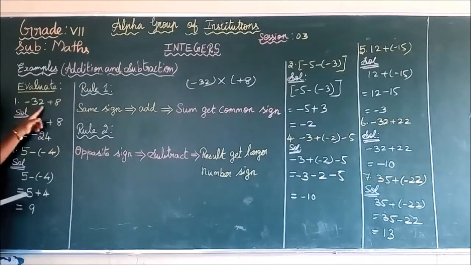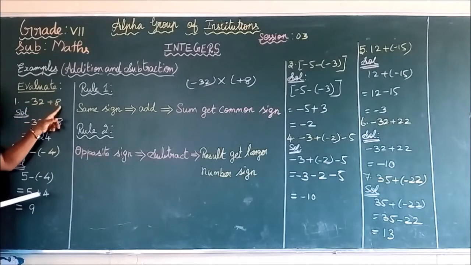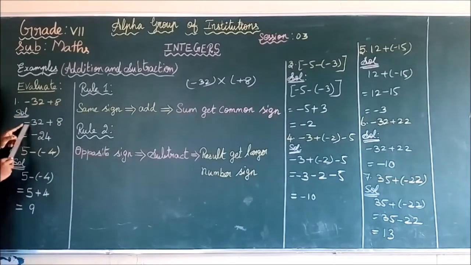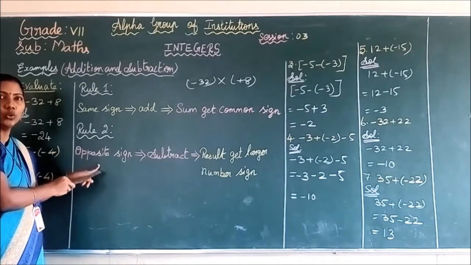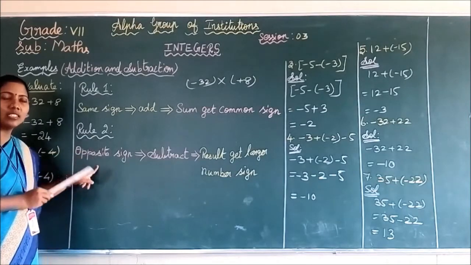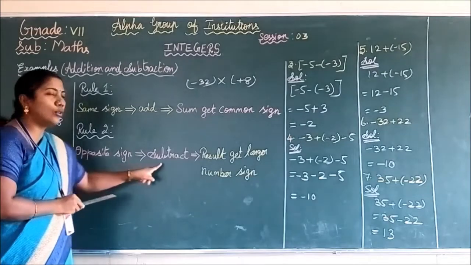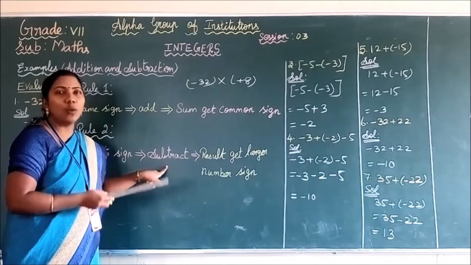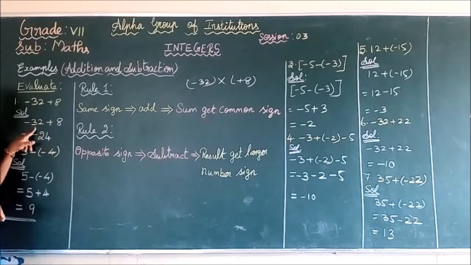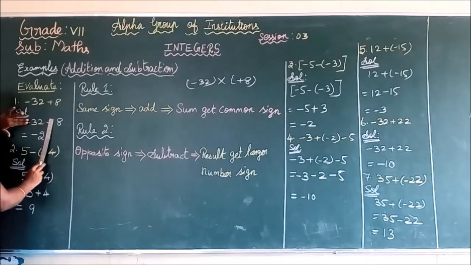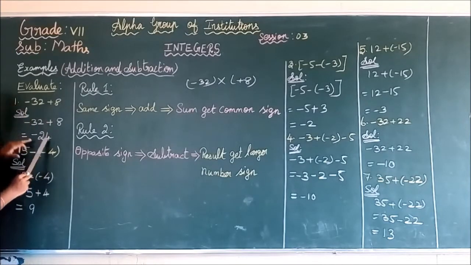First you have to observe the question. Minus 32 plus 8. The 32 symbol is minus and the 8 symbol is plus. So the given integers have opposite signs. Opposite signs means you come to Rule 2. According to Rule 2, for opposite signs you have to subtract the smaller number from the larger number. So you subtract 8 from 32. Don't think of their symbols, ignore their symbols. So 32 minus 8. What is your answer? 24.